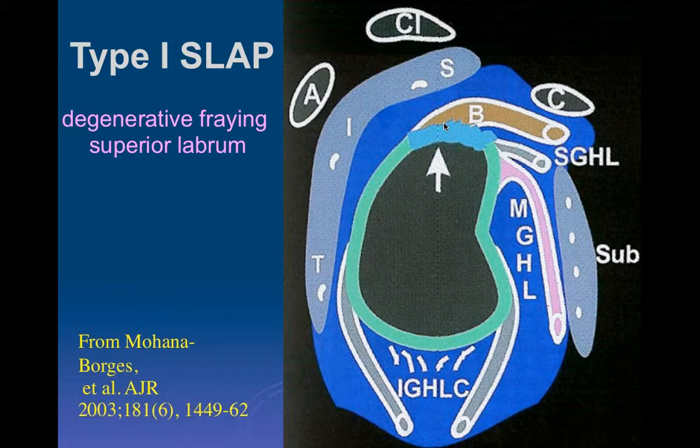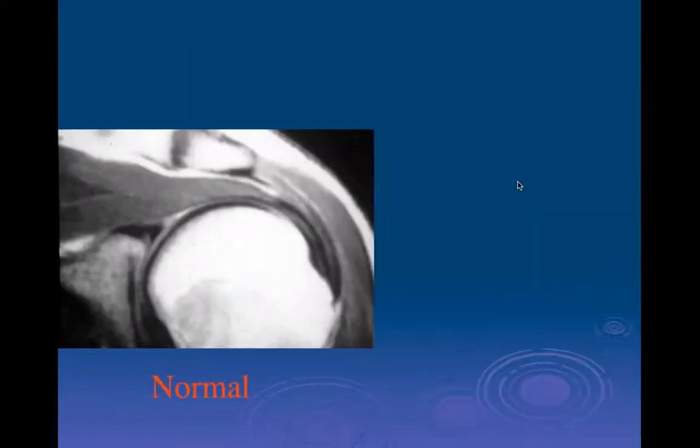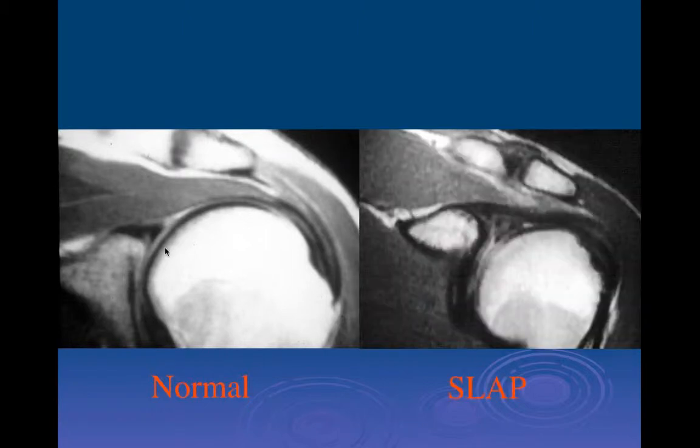The biceps anchor is still intact. Superior glenohumeral ligament and middle glenohumeral ligament are all nicely intact. And here's a normal where we can see maybe a little tiny recess here. Everything is nice and black and sharply defined.